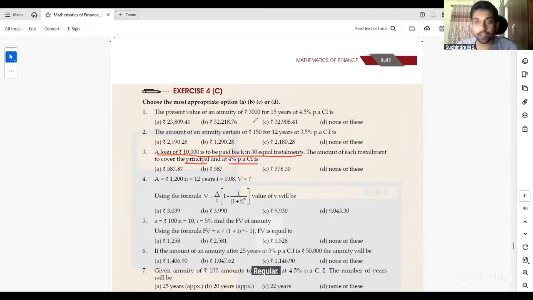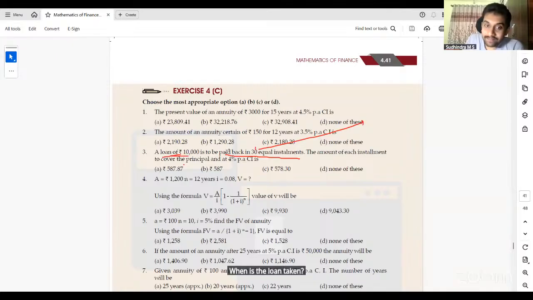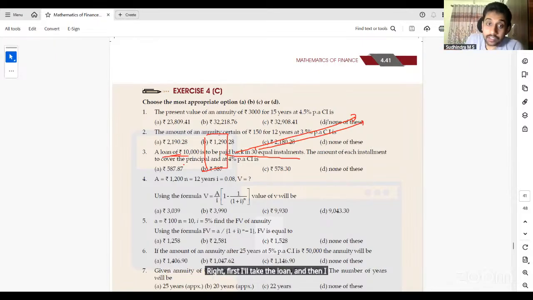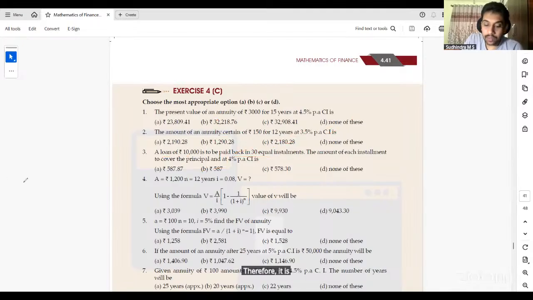Now, annuity regular, fair enough. Is it present value or future value? Present value. We have to see when the lump sum is happening. The installments are paid in future. When is the loan taken? Loan is taken today and then EMIs are paid. It's not that I pay EMIs first and later take the loan. First I take the loan and then I pay the EMIs. So the lump sum is happening today. Therefore, it is present value of annuity regular.